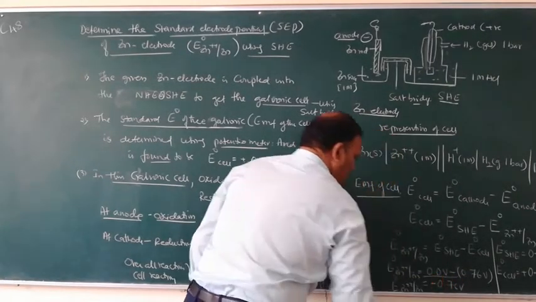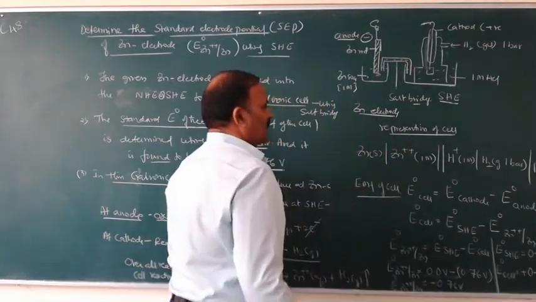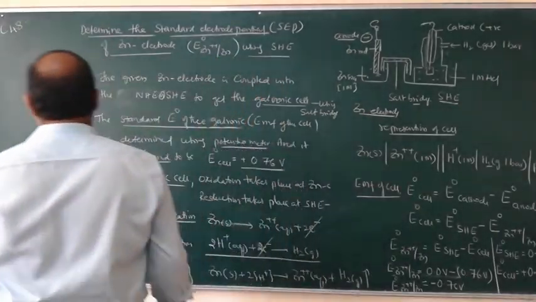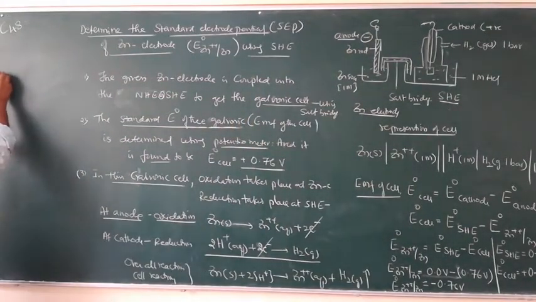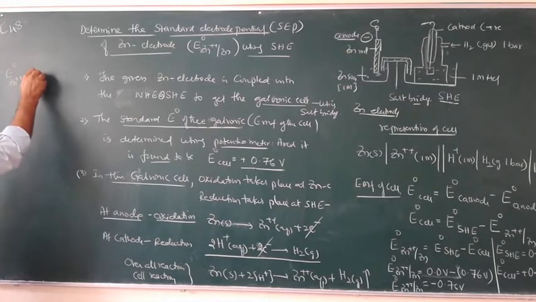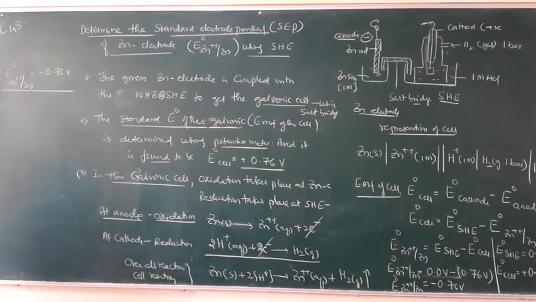So finally, what is the electrode potential of the zinc electrode? Therefore, E0 of Zn2+|Zn equals minus 0.76 volts. So this is how we can calculate the standard electrode potential of the zinc electrode.